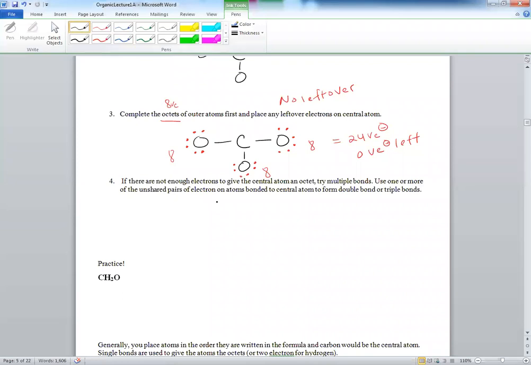Number 4 says, if there aren't enough electrons to give the central atom an octet, try multiple bonds. So we're going to bring this down. Now, what I'm showing you is the traditional method that we use in Gen Chem. So I'm using it here again for basic molecules, and we're not going to dwell on this for a very long time. So if you look here, it says use one or more of the unshared pairs of electrons on the atoms bonded to the central atom to form double or triple bonds. So what we could do is take one of these lone pairs. I chose this one. It could be from that one or that one, and that's another concept called resonance. And you bring this to form a double bond.